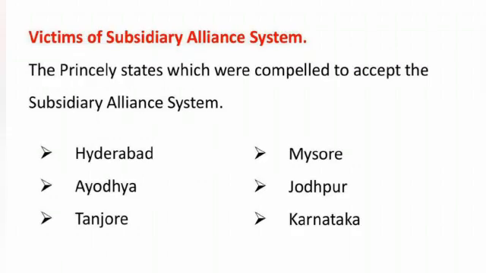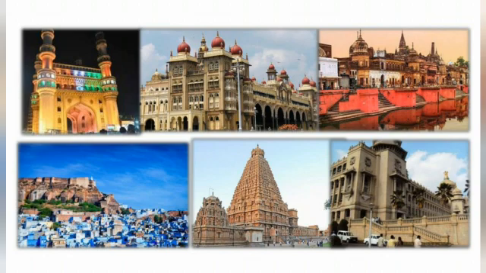Victims of subsidiary alliance system. Now, subsidiary alliance system as a policy was something that most of the kings did not accept to follow. So many kings opposed accepting the policy, but when they were defeated by the Britishers, they were compelled to follow the policy of subsidiary alliance system. So they became the victim of this policy. So we'll just look into some of the main states who were part of this policy.